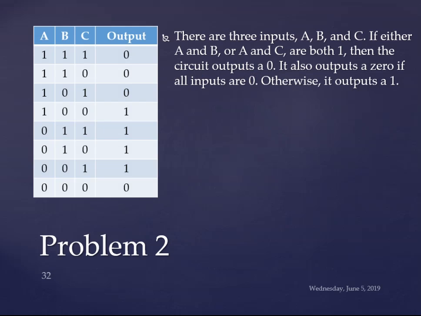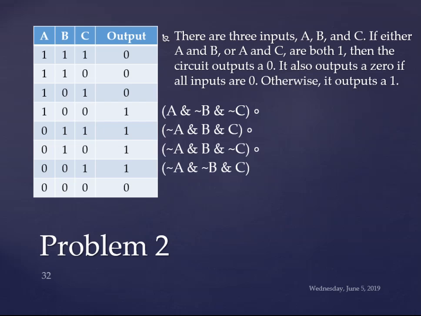And now you have to capture these in normal form. So here you have A and not B and not C, or not A and B and C, or not A and B and not C, or not A and not B and C. All right, so that's a pretty complicated sentence.